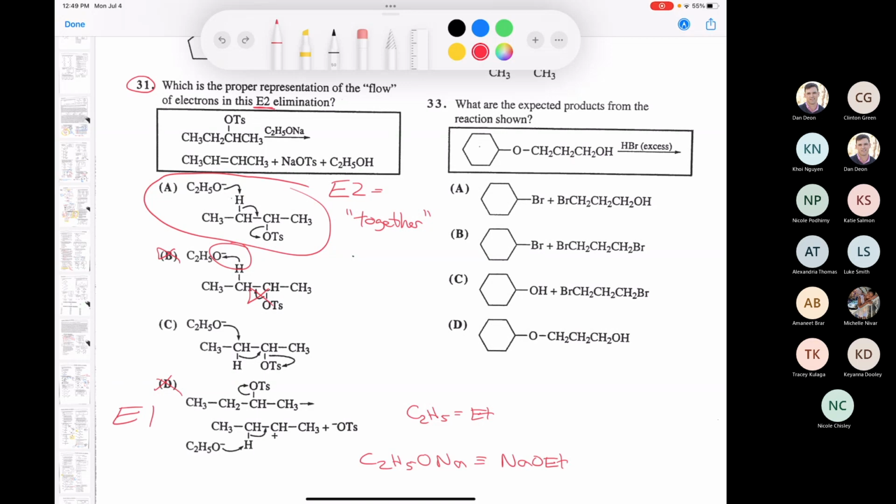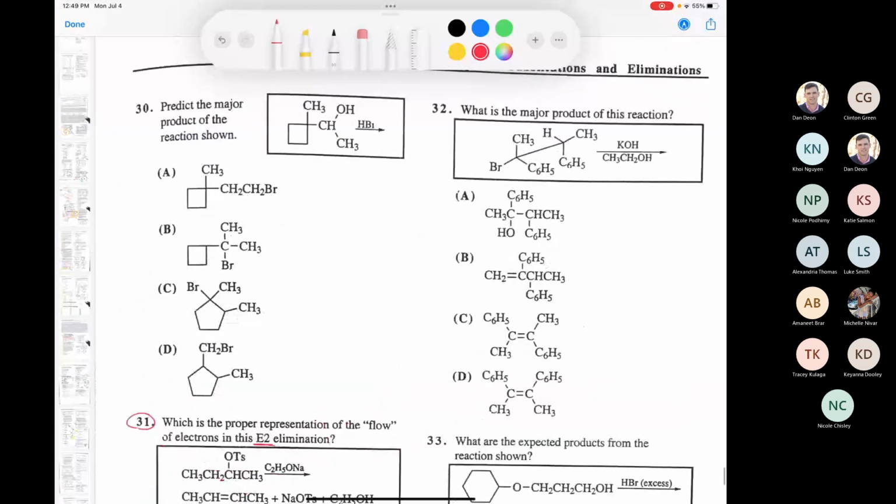This arrow is incorrect. I mean, this thing is just totally crazy. This is wrong. This is wrong. So there you have it, my friends. Let's try one more and we'll take another break. Let's try question number 32.